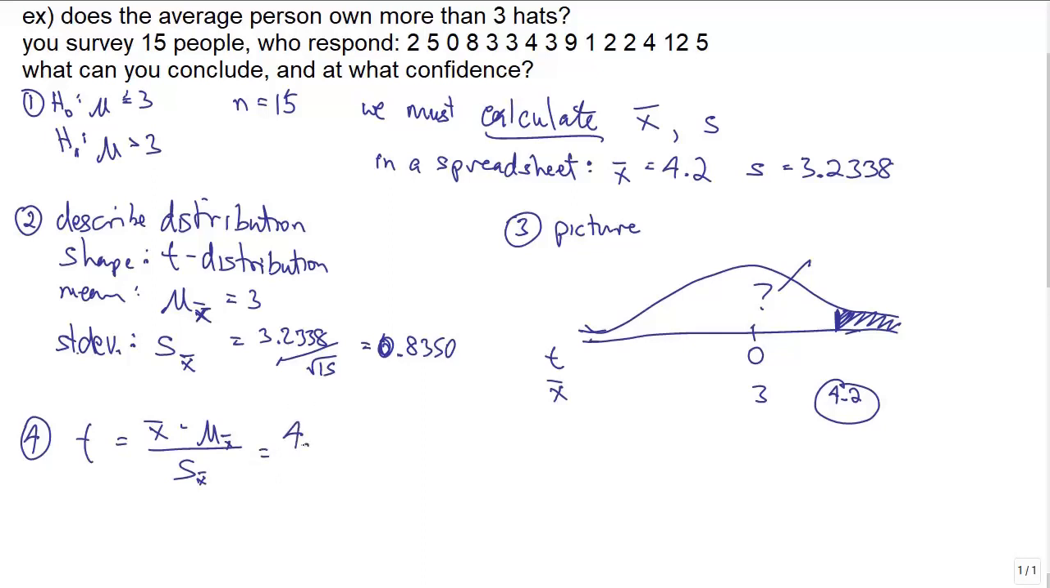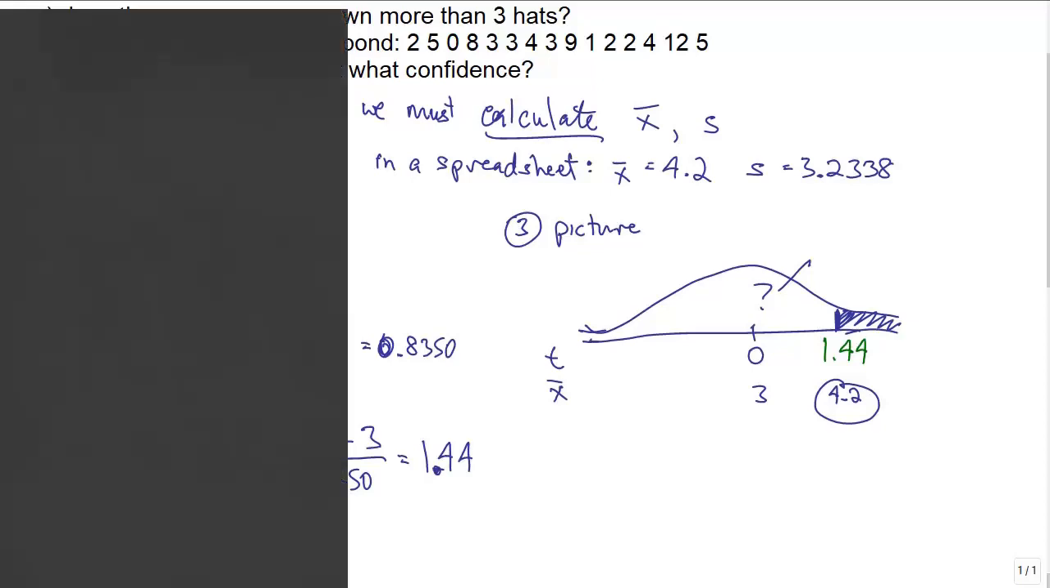So our x bar was 4.2. The mean from the claim was 3. And the standard deviation of our distribution, we calculated it, was 0.8350. Okay, so calculate that, and you get 1.44. So there's your t-score. So that, right away, is something that we can fill in on the picture. The t-score right there is 1.44. Okay, next we need to find the areas.